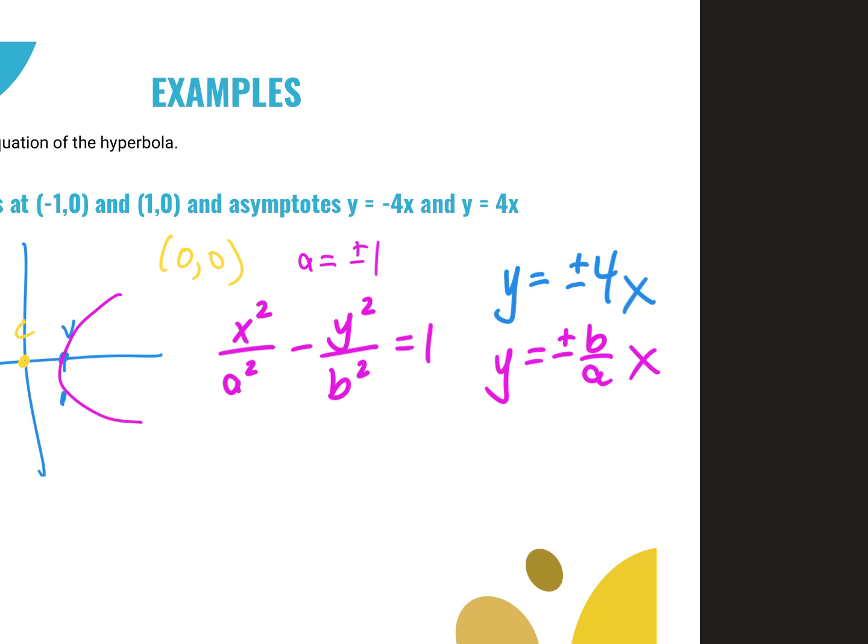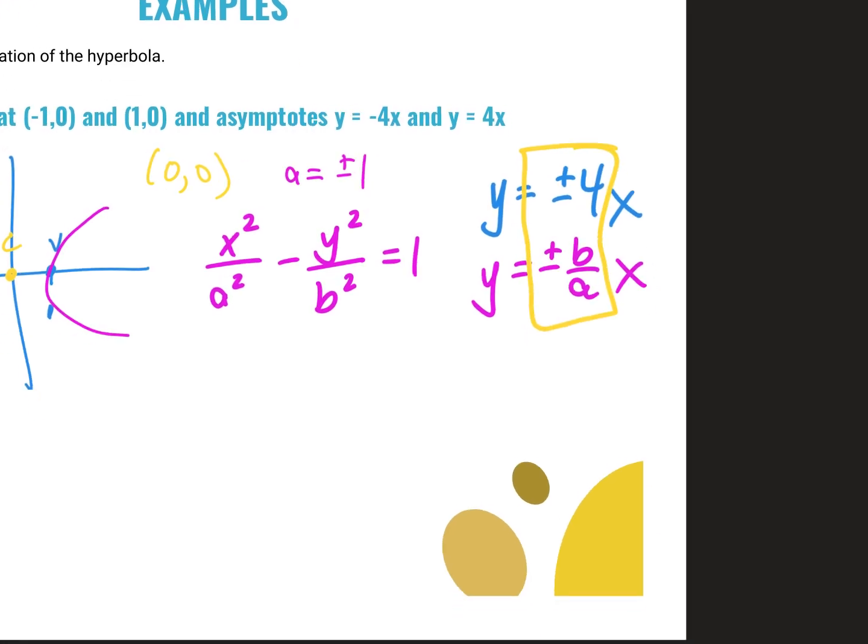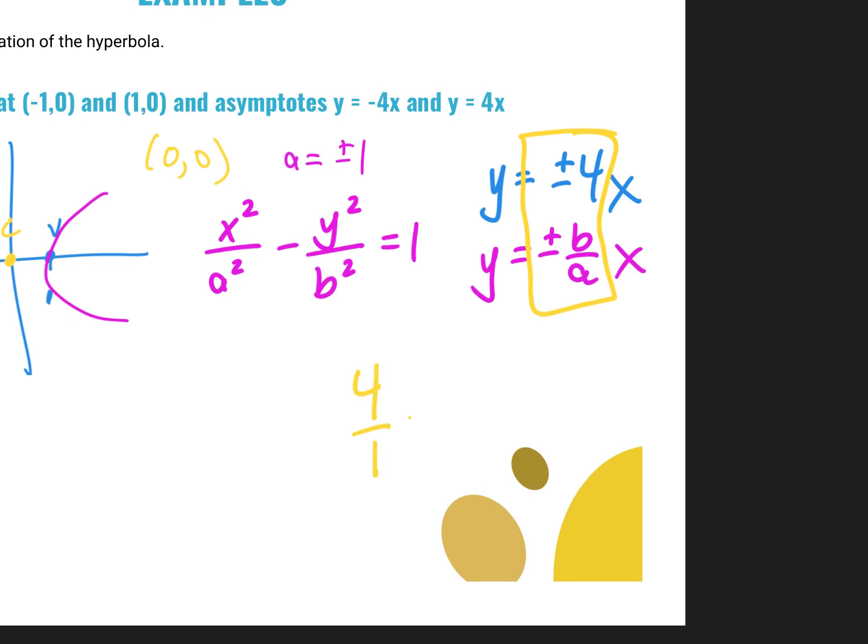What can I set equal to each other with blue and pink? Look at the blue asymptote and look at the pink one. What can I set equal to each other? B over A. 4 over 1 equals B over A. The whole reason they tell you the equation of the asymptote is because that slope in front tells you 2 of the letters. You just have to know whether it's A over B or B over A.